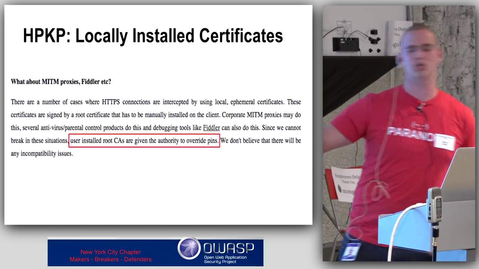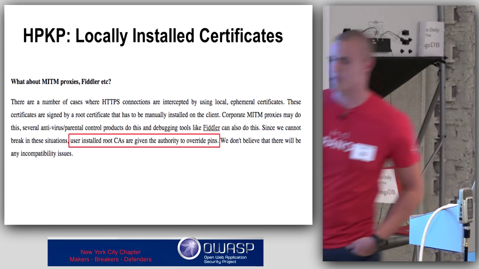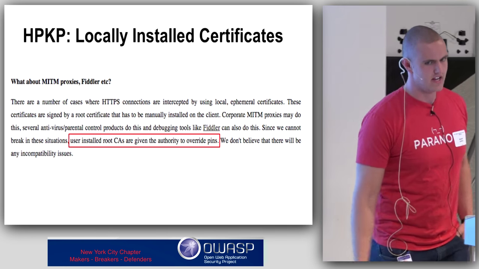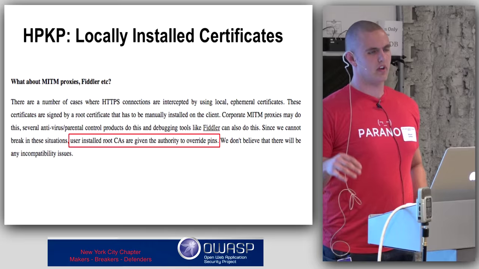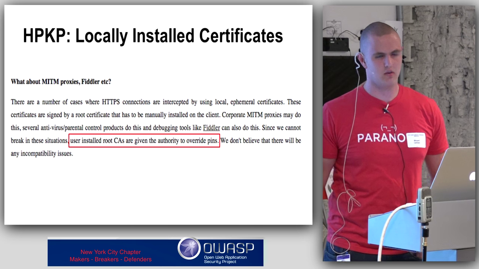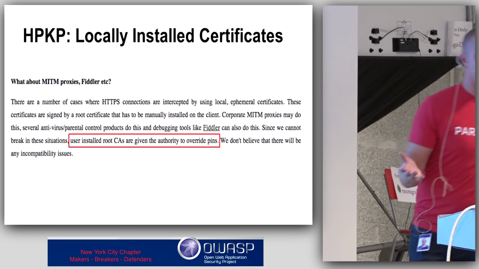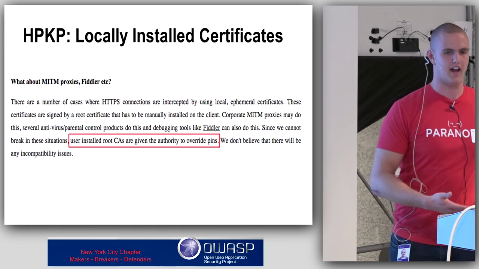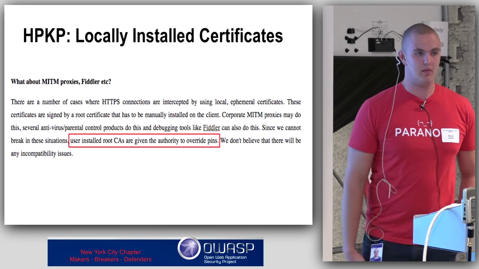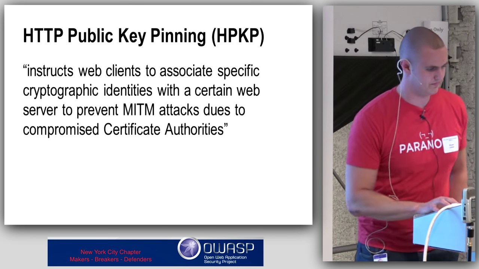This is Adam Langley's blog, Imperial Violet. He talks about this. This was back in 2011. But basically it says user-installed root CAs are given the authority to override pins, which means that any CA that's signed locally on your machine, if it signs another certificate, pinning won't protect against that. Which kind of makes sense, because a lot of people are using corporate man-in-the-middle proxies and data flow analysis and stuff. A lot of organizations are going to have these locally installed CAs. And so they decided public key pinning shouldn't really interfere with that. And because of that, you cannot actually use HPKP to stop Superfish, unfortunately.